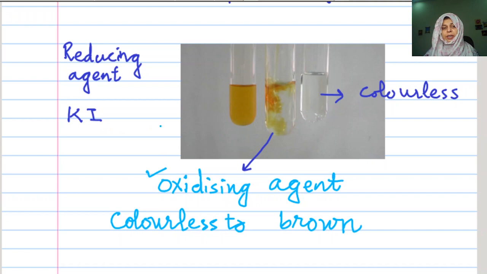So if the colorless potassium iodide changes its color from colorless to brown, then in that case we will say that the given solution contains the oxidizing agent. So these are the tests for identifying the reducing agents and oxidizing agents. So let me show you a little practical demo. For this we have to look at these results.